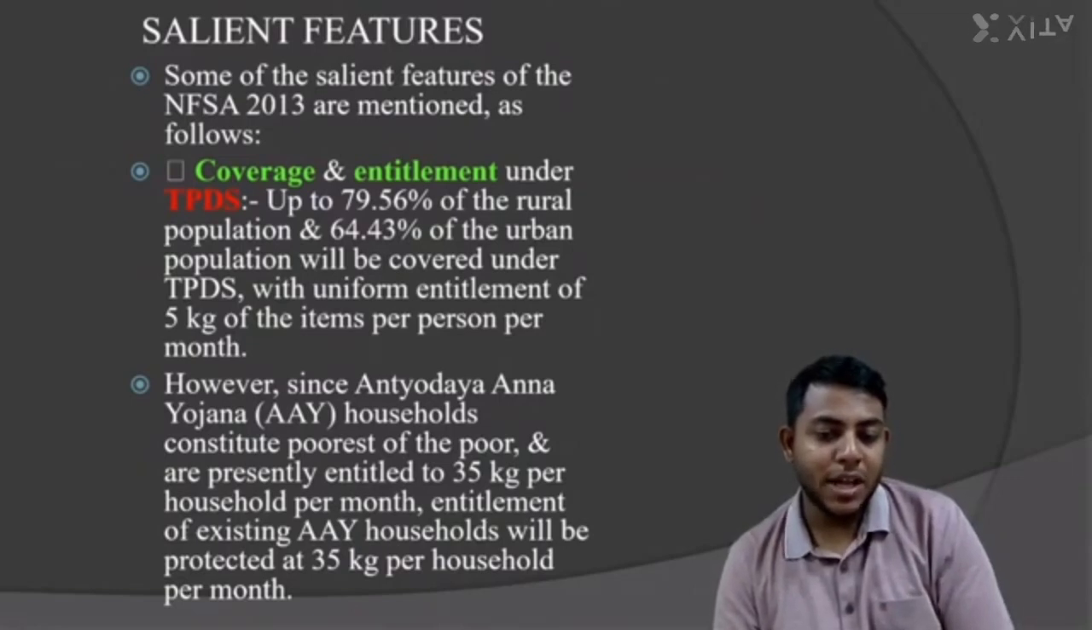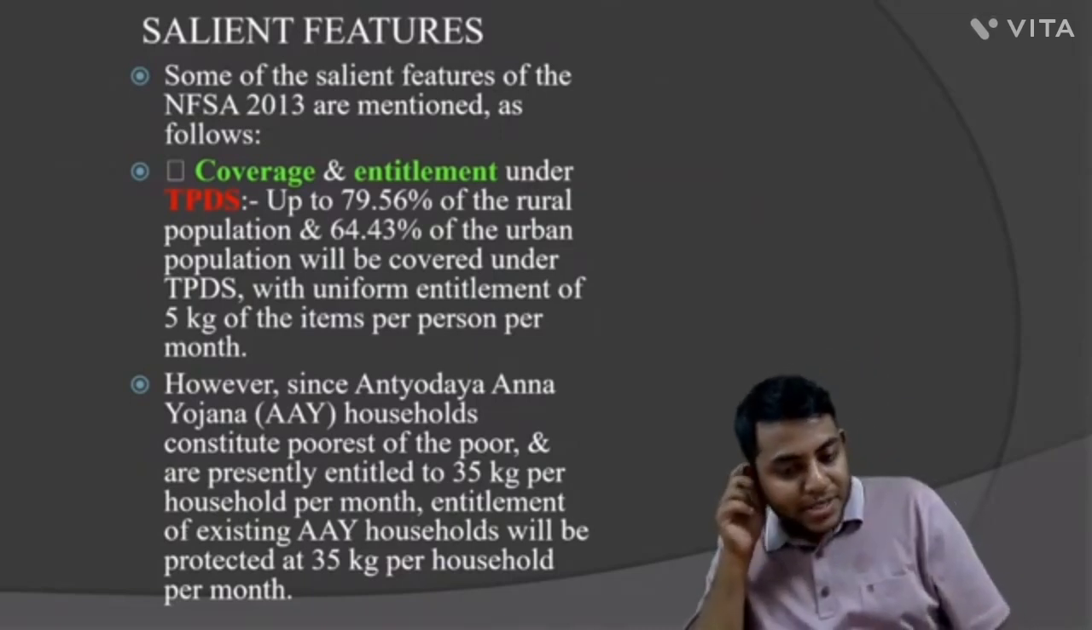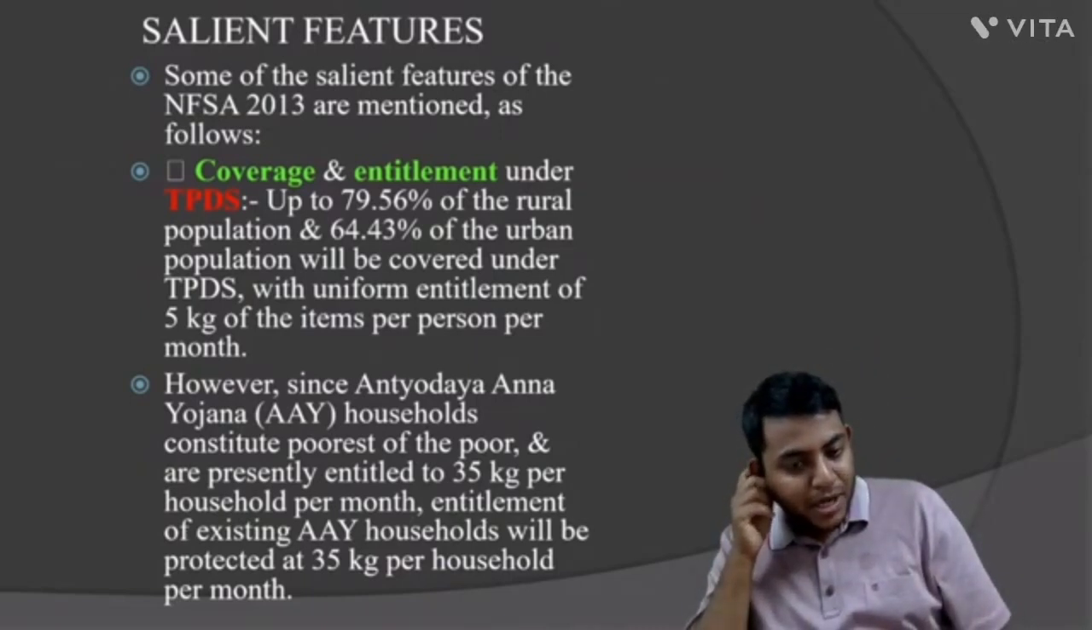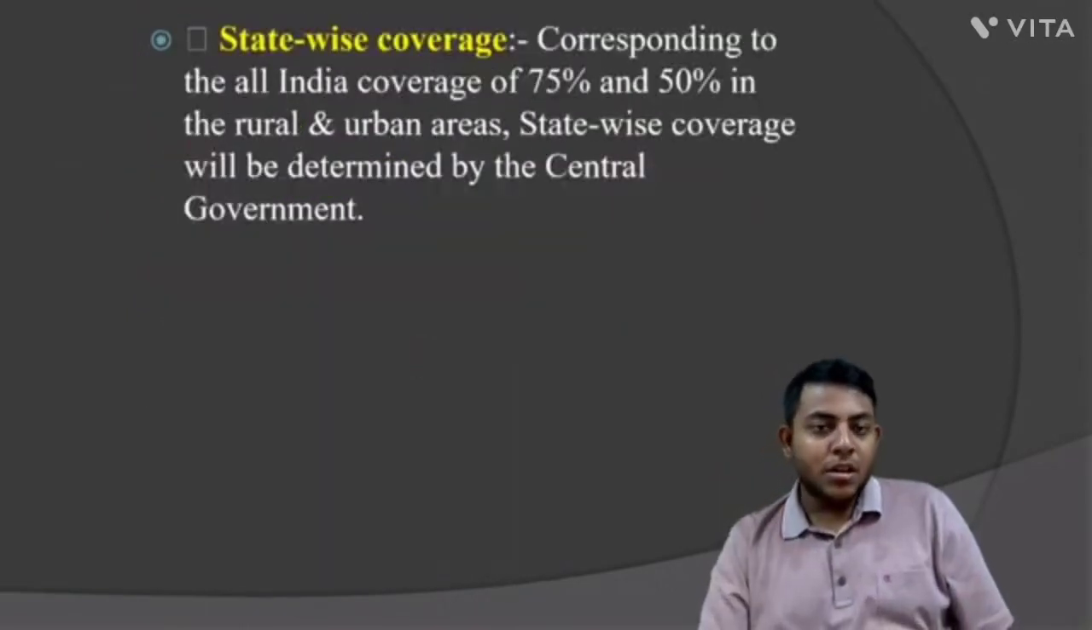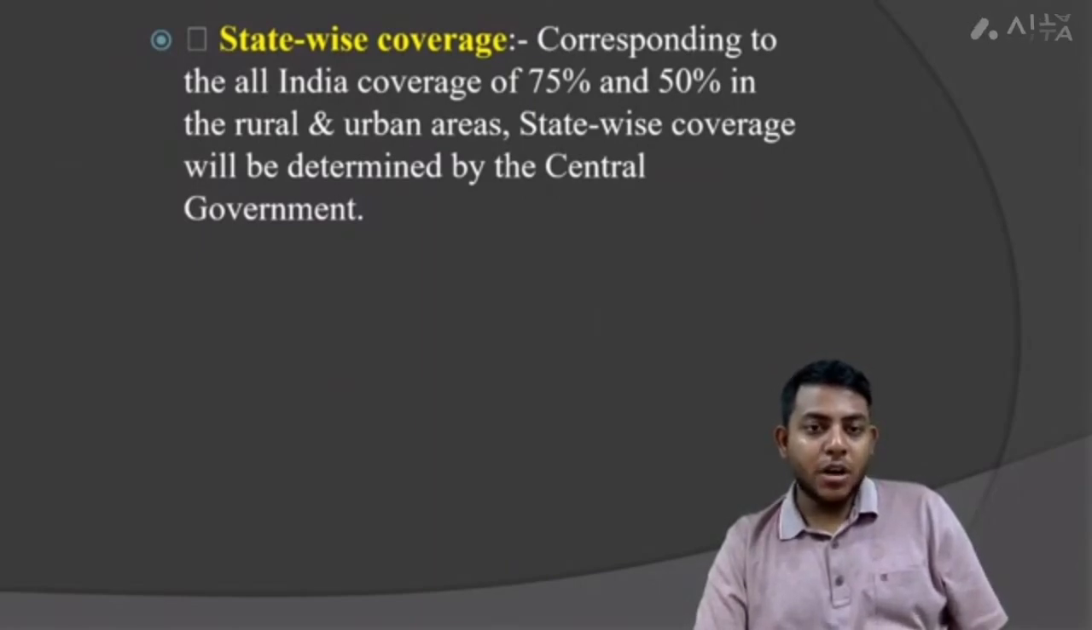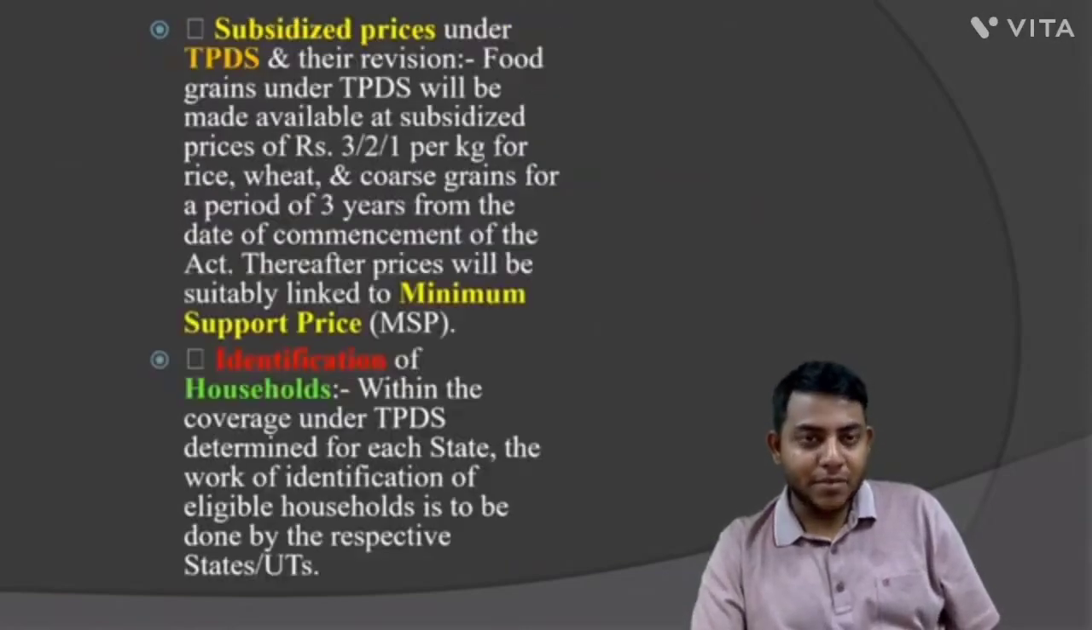However, since the Antyodaya Anna Yojana AAY households constitute the poorest of the poor, and they are presently entitled to 35 kg per household per month, the entitlement of existing Antyodaya Anna Yojana households will be protected at 35 kg per household per month. Also, another salient feature of the National Food Security Act of 2013 is state-wise coverage. So, corresponding to the all India coverage of 75% and 50% in the rural and urban areas, state-wise coverage will be determined by the central government.